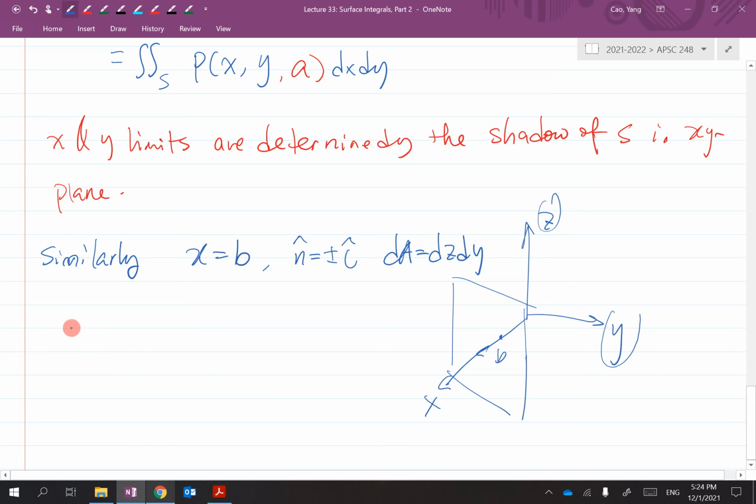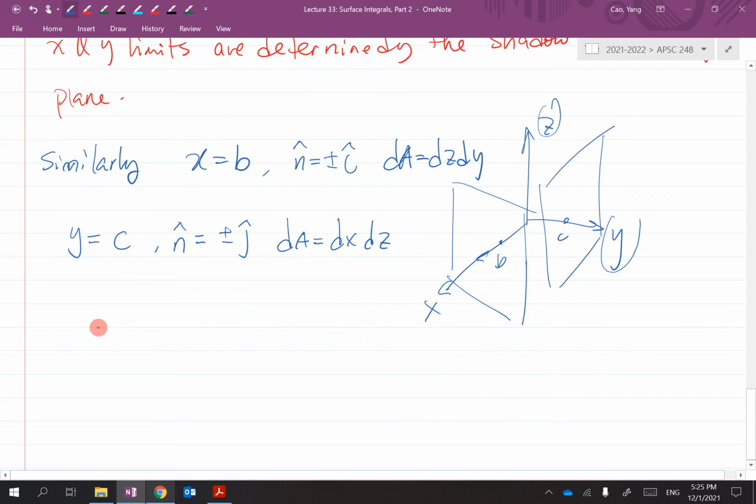And lastly, when you have another one, let's say y equal to c. If c is over here, then you have a plane parallel to the xz plane. Then n hat will be positive or negative j hat, and dA is going to be dx dz. So that's the three different simple surfaces, each parallel to a coordinate plane, so you can calculate accordingly.